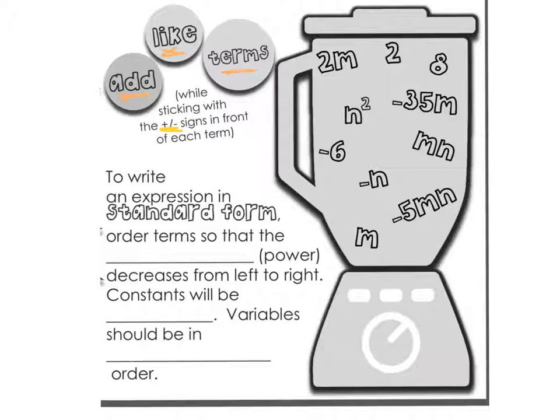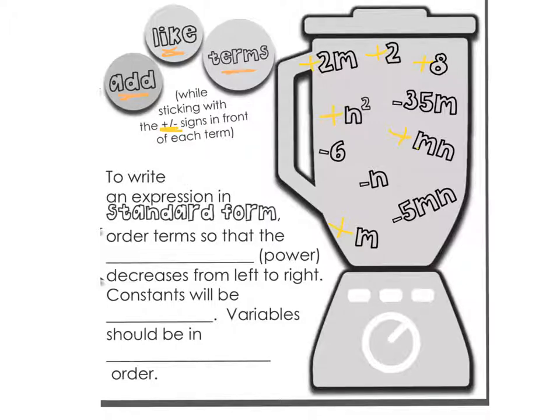If we have a plain old 2m, that is a positive 2m, so put the plus in front of it. If we have a constant, which is just 2, that is a positive 2 or a plus 2. The 8 is a plus 8. The n squared is a plus n squared. The negative 35m is a minus 35m, so we don't put anything in front of it. Negative 6, nothing in front of it. mn, we put a plus in front of it. And down here, the m is a plus in front of it.